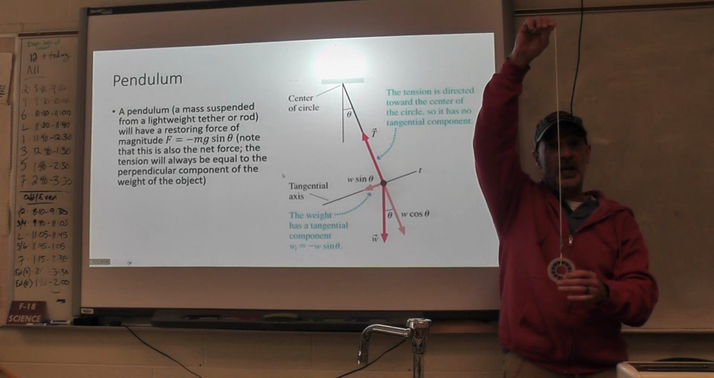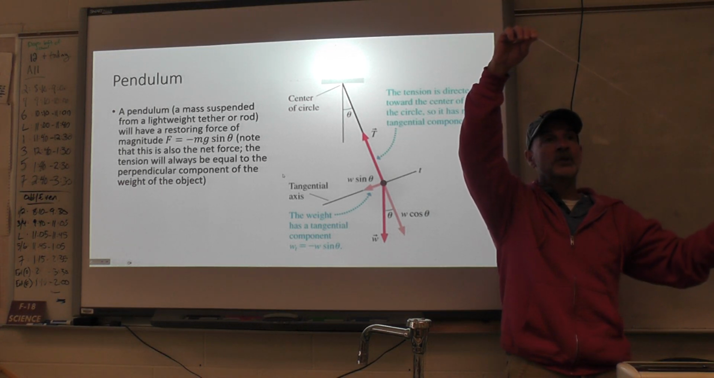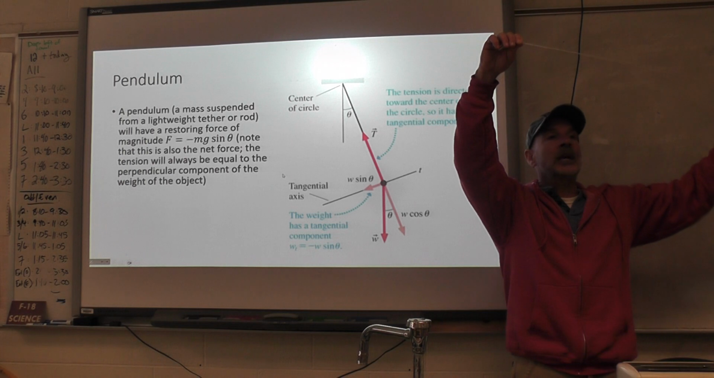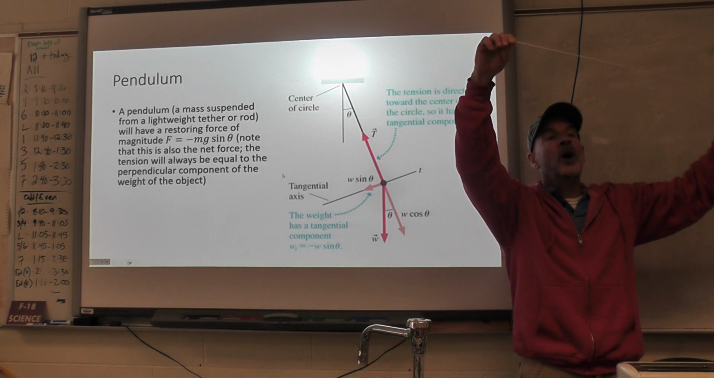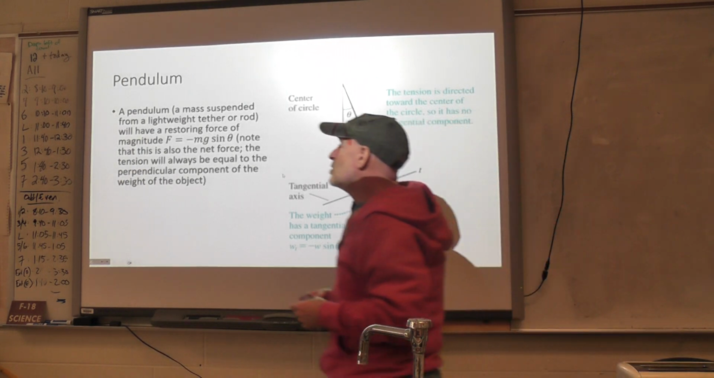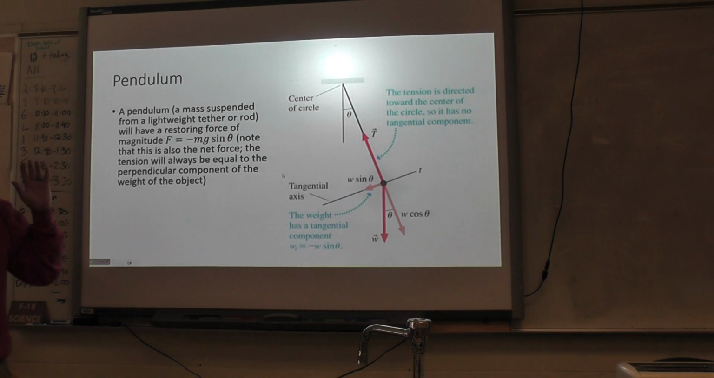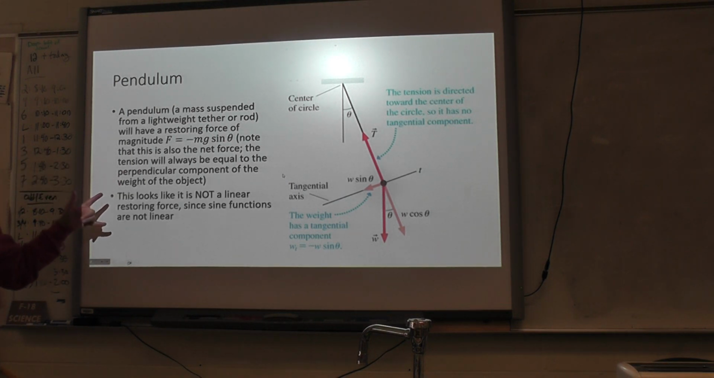So from here, it goes up really fast. Now it's going up slower, slower. So now it's hardly changing at all because sine functions are very small at those vertical angles. So what ends up happening here is that we end up with a system that is not characterized by a linear restoring force, which means pendulums don't exhibit simple harmonic motion.